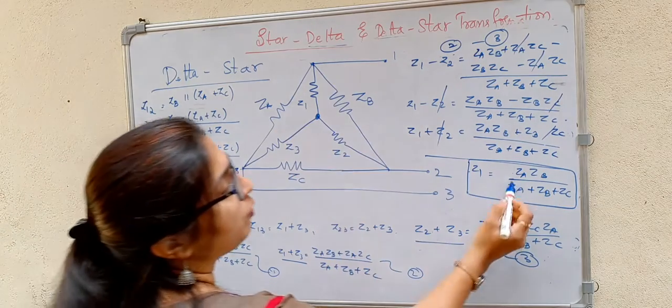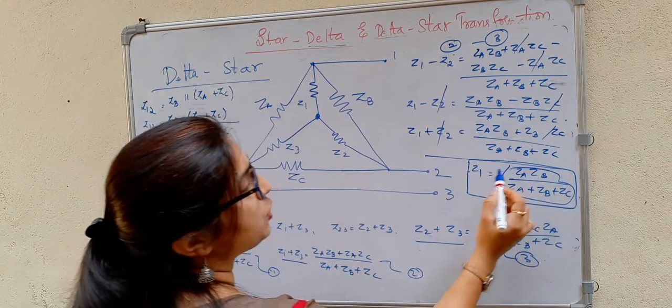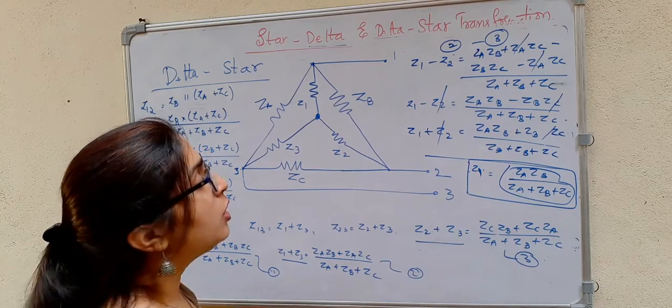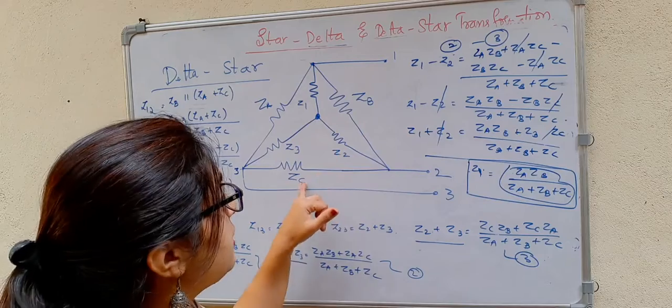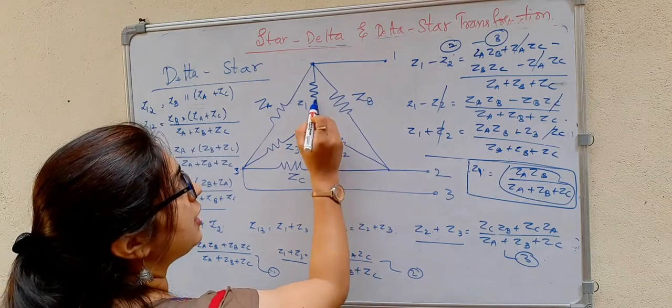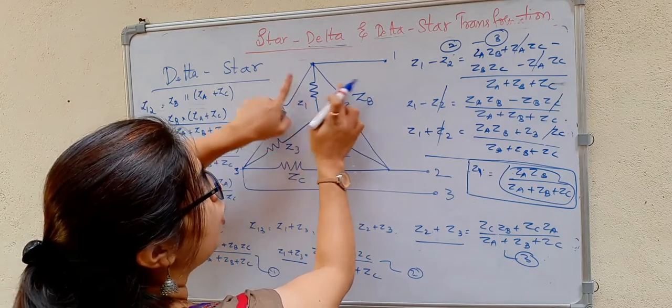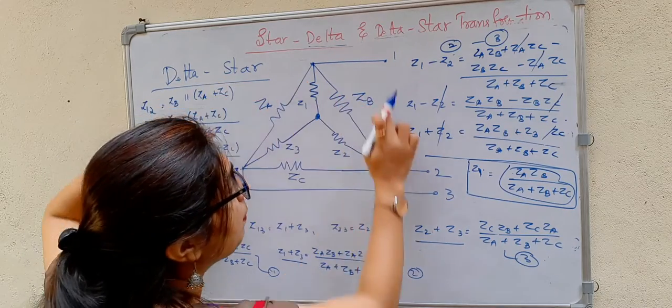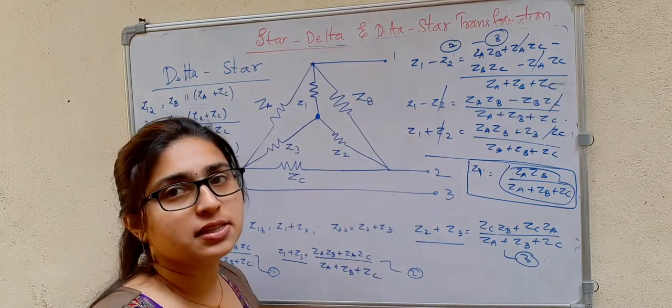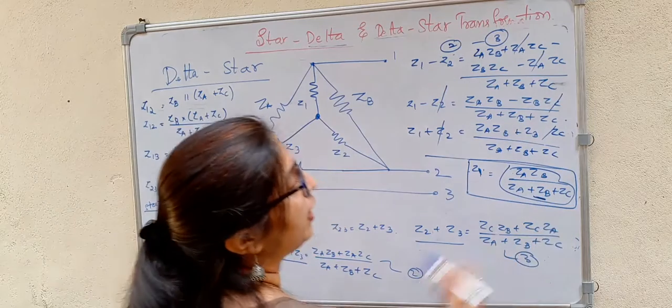So this is from the delta connection and this is the star connection. So we can find out Z1 using ZA, ZB, ZC. How? See, Z1 is opposite of these two, like this: ZAZB divided by the sum of all the impedances. That is what we can write like this.